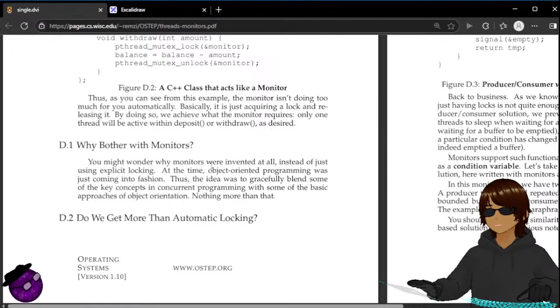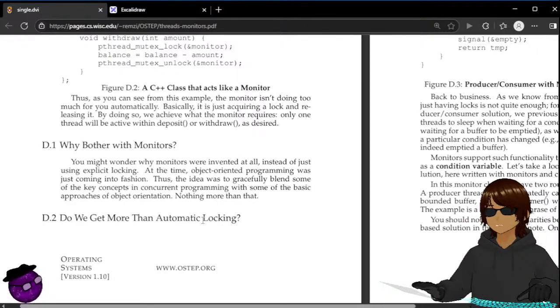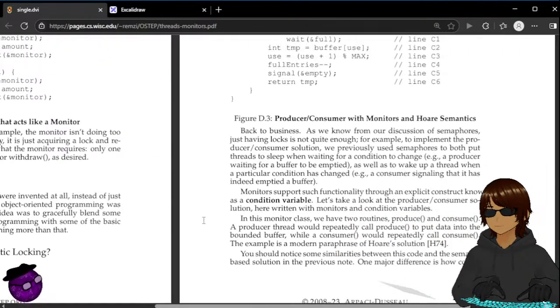You might wonder why monitors were invented at all instead of just explicitly locking. At the time, object-oriented programming was coming into fashion. Thus, the idea was to gracefully blend some key concepts into concurrent programming with some of the basic approaches of object orientation. Nothing more than that. Do we get more than automatic locking?